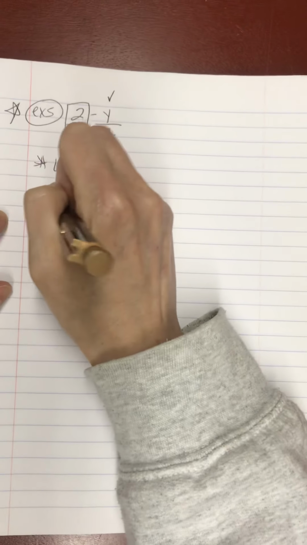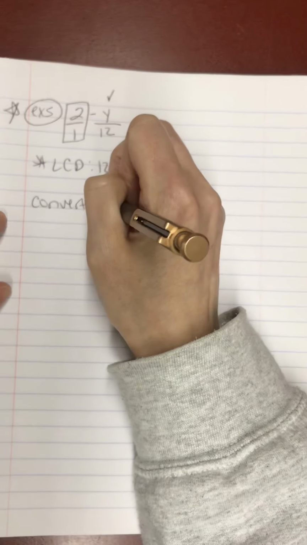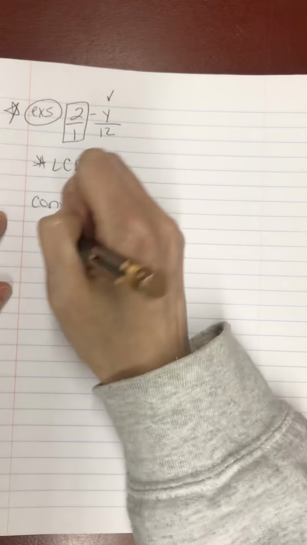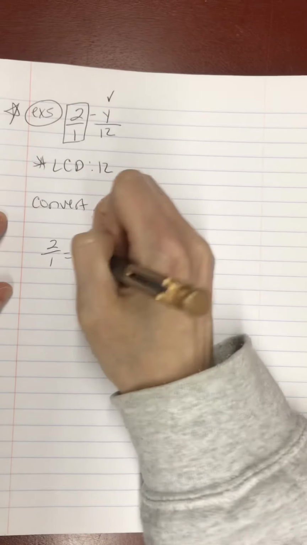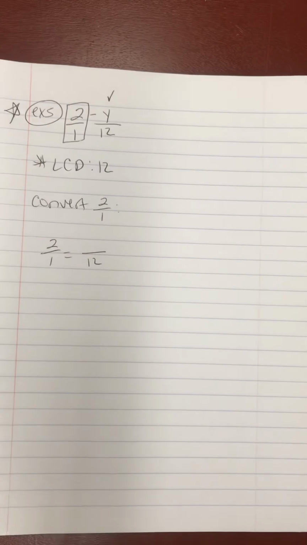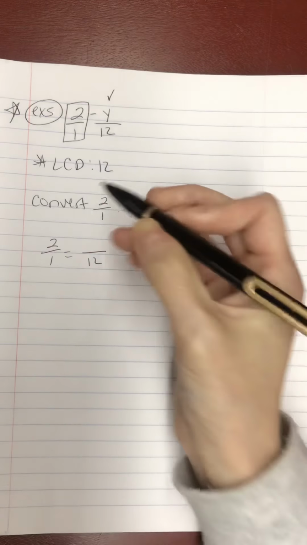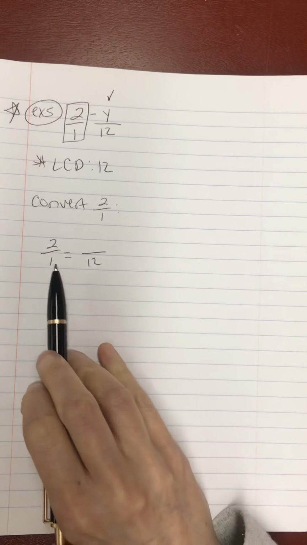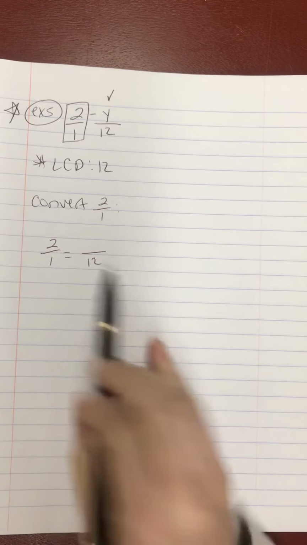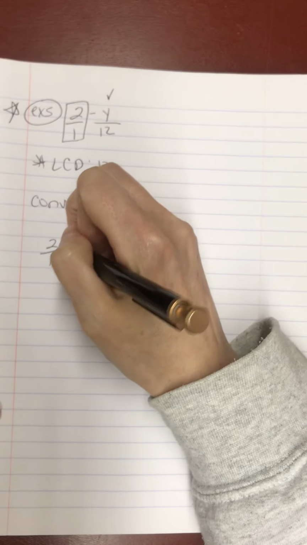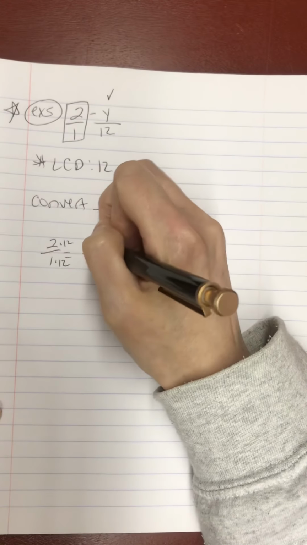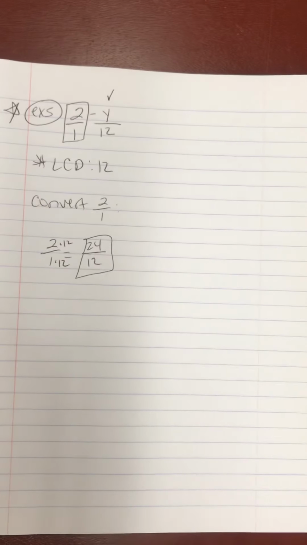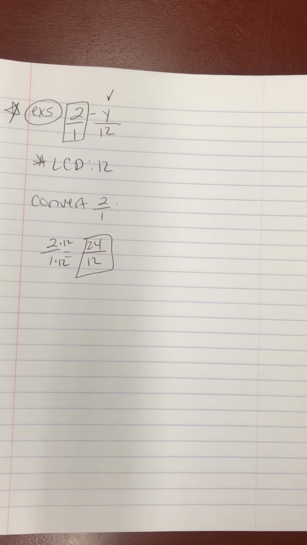So we're going to go ahead and convert 2 over 1. So that turns into 2 over 1 equals something over 12. All right, and when we convert, we have to ask ourselves some multiplication questions. What do I multiply 1 by to get 12? You multiply by 12. So then whatever you do on the bottom, you have to do on the top. 2 times 12 is 24. So now our new fraction that we're going to use is that right there.